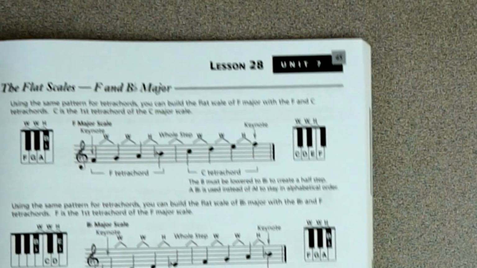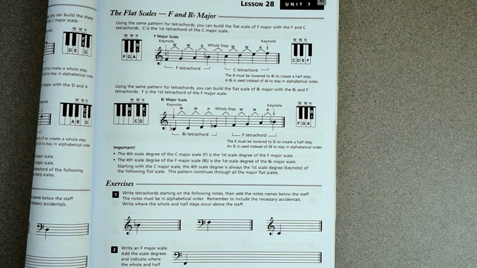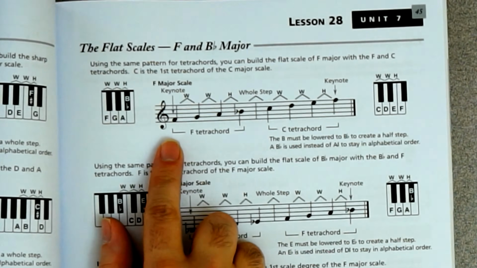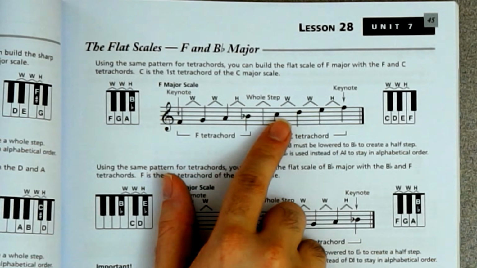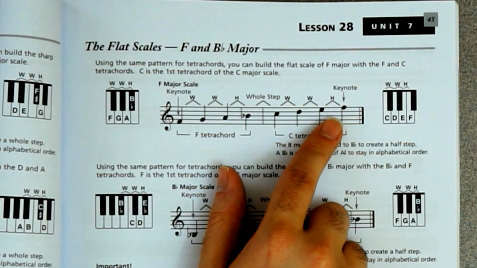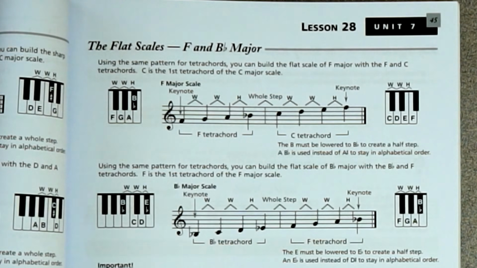All right, flat scales. Like I mentioned earlier in the lesson, there are keys and scales with sharps or keys and scales with flats, not both. So we've got to talk about some flat scales now. Take a look here. We have our formula again, right? Whole, half, whole, half. So you can start on F.